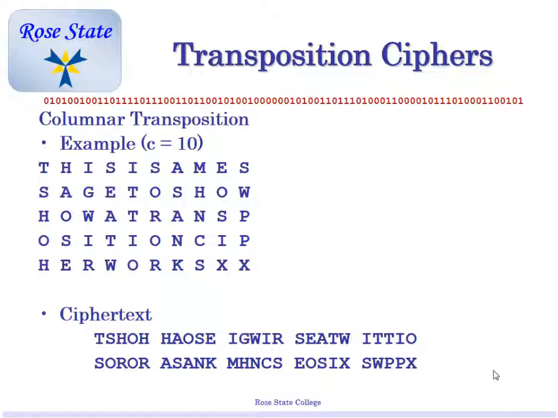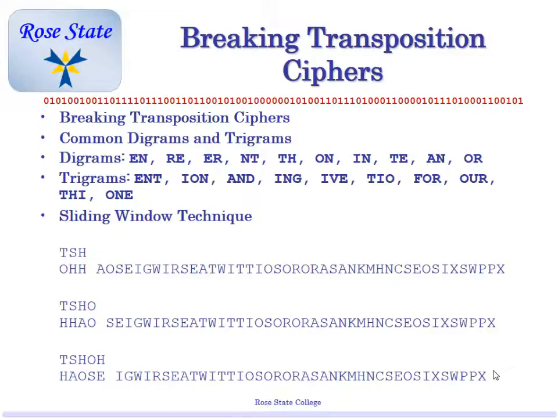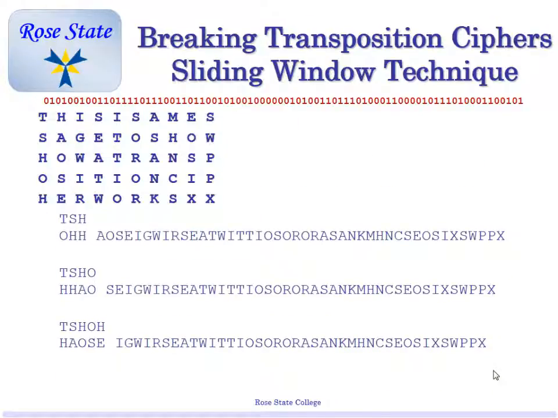Or how can we break that? Look for repeating characters, EN, RE, TH, and so on and so forth, and keep going, basically increasing your width until you start getting letters that make sense. Easy enough there. That's pretty much how you break it. That's just an example. You don't need to know how to break that, but that's just one way of doing it.